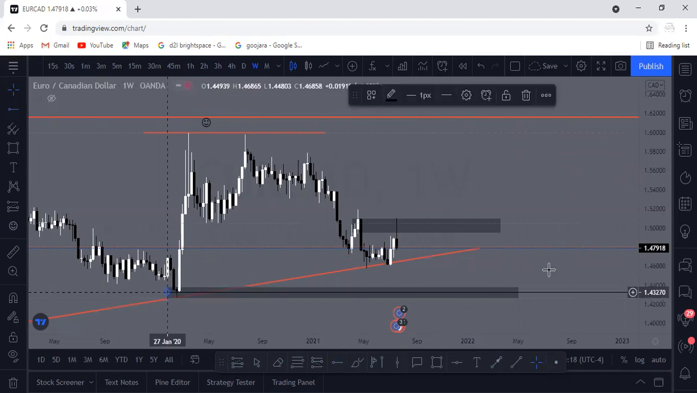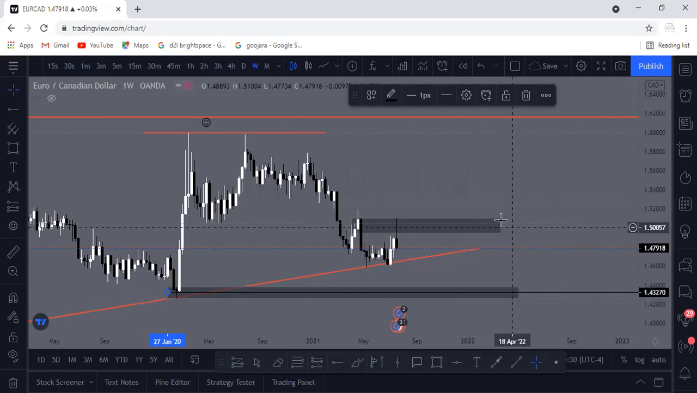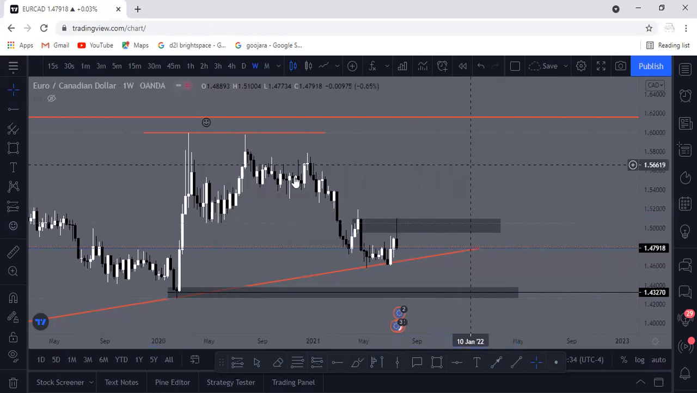All right. So the exact area is 1.43270. This zone here, or at this point, I'm going to be placing my buy positions. But I need to go down to smaller time frames for entries. I'm using monthly, weekly, daily, 4-hour, and maybe 2-hour and 1-hour time frames to analyze the market, to analyze the chart.